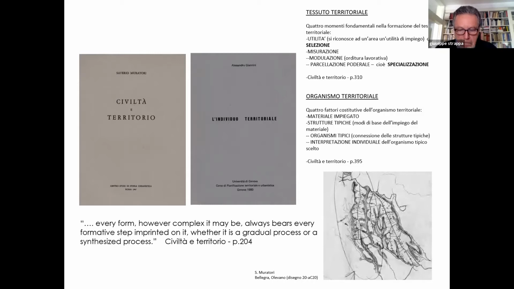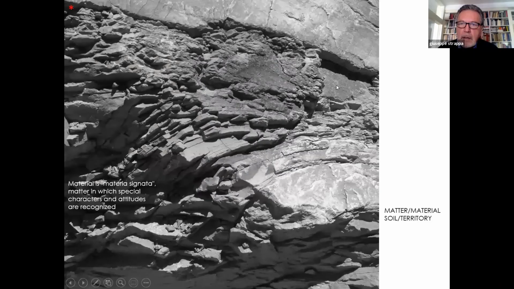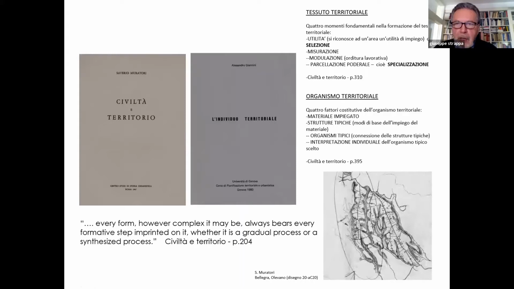The idea of Muratori was that the territory, as you see here, is an organism. He spoke about territorial organism. And the territory was composed by fabric based on the idea that first of all, man searched the utility of land, in which way the land can be used. And after, man measured the land, took the dimension of the land, and after he chose a modulus to share the part of land, and at the end he arrived to the parcel, to the plot which are owned by the man.